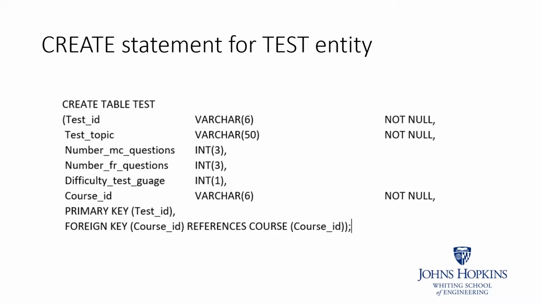Notice that several of the attributes have been marked as not null, and here are their data types, which are shown in the middle. This table has a primary key of test underscore ID and a foreign key of course ID, which references course ID in course. One thing to note here is that this table had to be created after course was created because of the referential integrity constraint. It would not work if I tried to create this table test without the course table existing first.